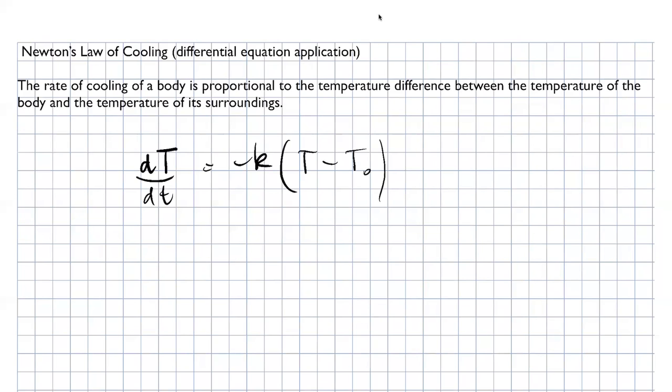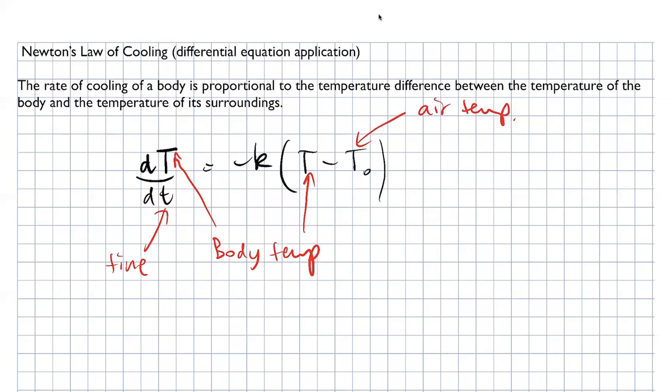So let's just make a couple of notes of this. We've got the body temperature, that's that T there, and that little t is time. T0 is usually air temperature, but it's just the temperature of the surroundings. And then k, of course, is that proportion. Often that's the proportion we need to work out. And negative because it's going down. It's that idea of cooling.